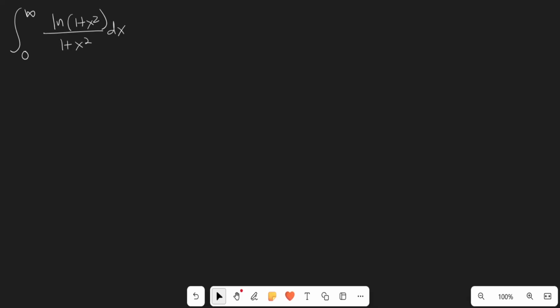So in this tutorial we are evaluating the integral from 0 to infinity of the natural logarithm of 1 plus x squared, divided by 1 plus x squared, dx. So how do we evaluate this integral?